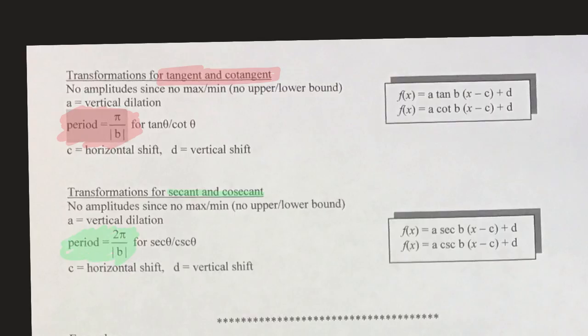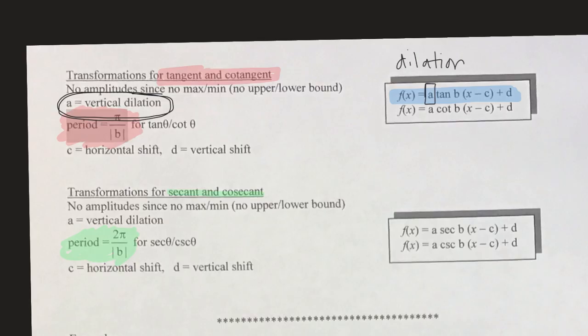Okay, and our transformations are the exact same, right? So this is your transformation equation just like we had on the board. The a has a different name. Okay, your a, which was called your amplitude for sine and cosine, is called your dilation. So that's the only thing that changes: the word for your amplitude is now called dilation.